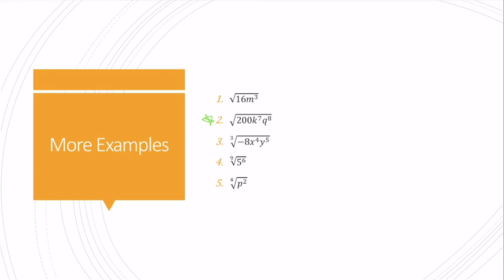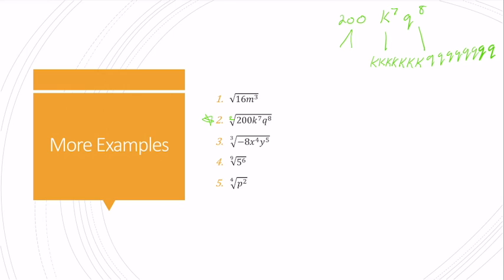Okay, so here I have 200 k to the 7th q to the 8th, and I'm taking the square root, right? There's an imaginary 2 right there. So the first thing I want to do is factor this, okay? So I have 200 k to the 7th q to the 8th. So that means I have 7 k's. That's 6. 7. I have 8 q's. 1, 2, 3, 4, 5, 6, 7, 8.